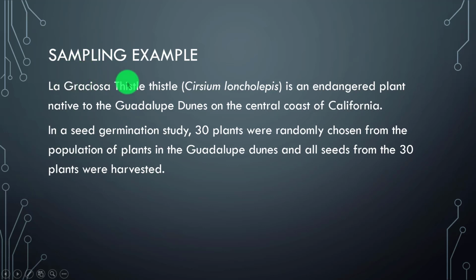We've got La Graciosa thistle, which is an endangered plant native to the Guadalupe Dunes on the central coast of California. In a seed germination study, 30 plants were randomly chosen from the population of plants on the dunes, and all seeds from the 30 plants were harvested.